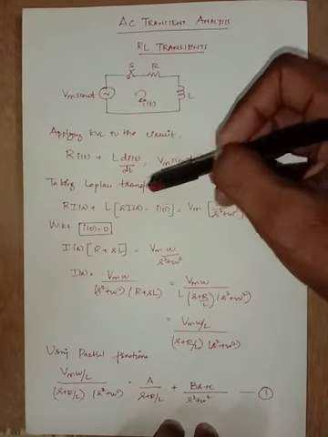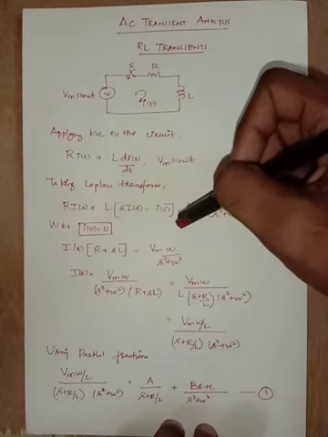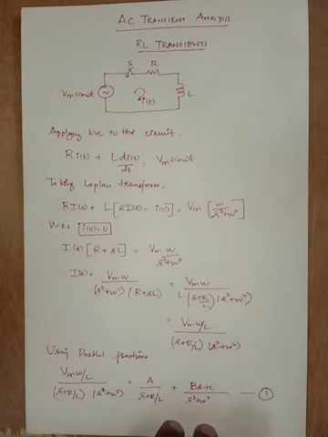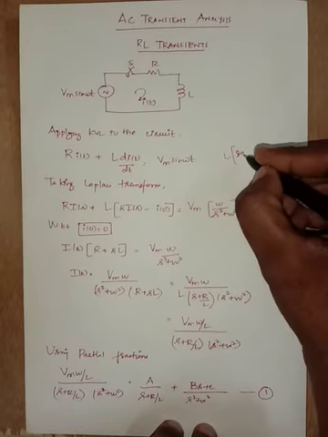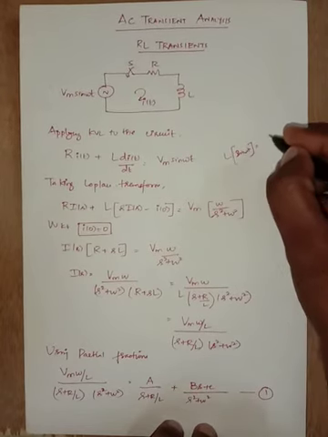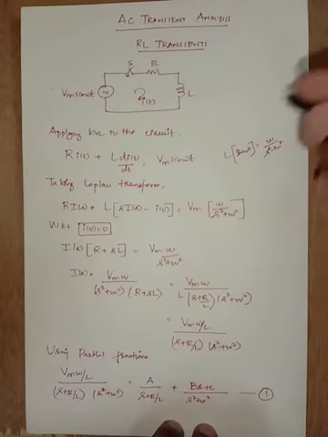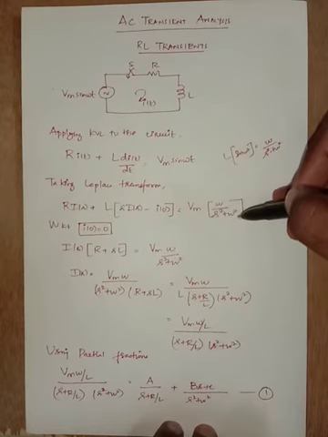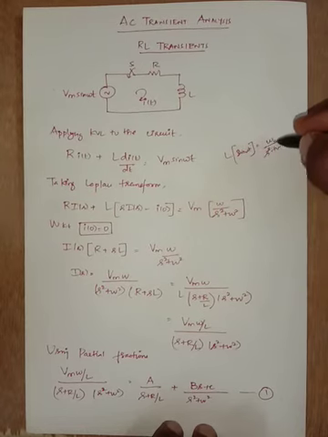Now taking Laplace transform, we'll get R into I of s plus L s into I of s minus I of 0, the initial current, is equal to Vm times the Laplace transform of sine omega t, which is omega divided by s square plus omega square. In general, if it is sine bt, it is b divided by s square plus b square.